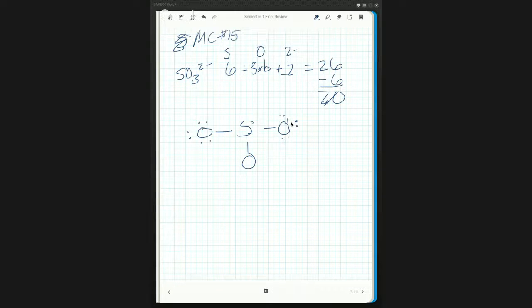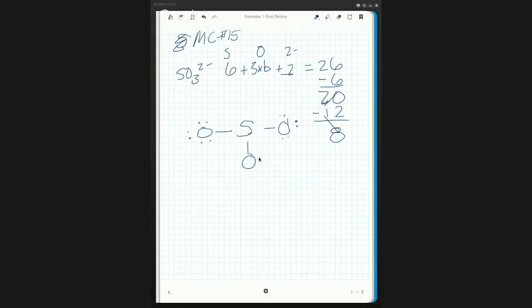So that's 2, 4, 6, 8, 10, 12. So we have 12 electrons that we have just added to those 2 oxygens. So now we have 8. All right, good. So now I have 8 left. How are we going to do this? You could do a few things.